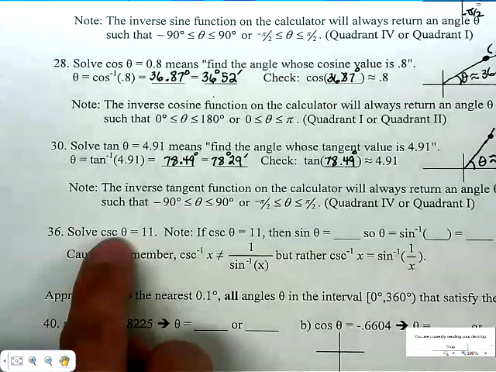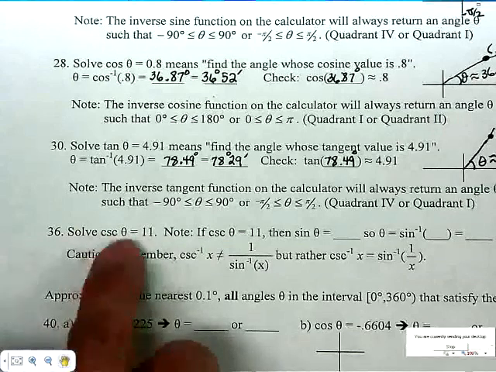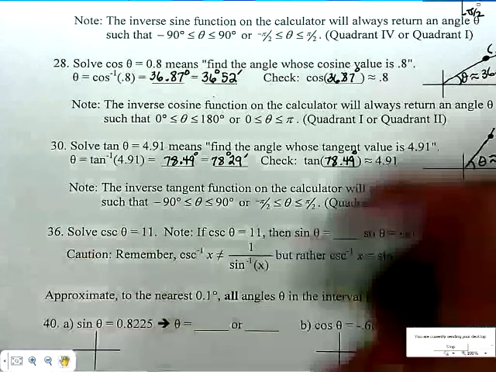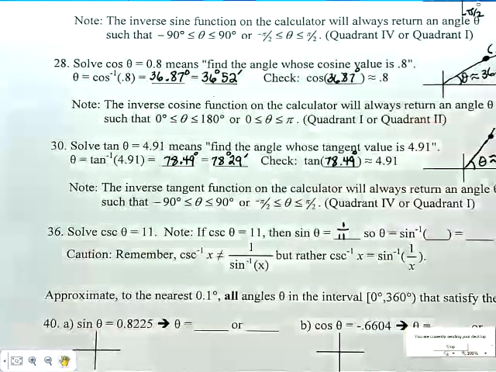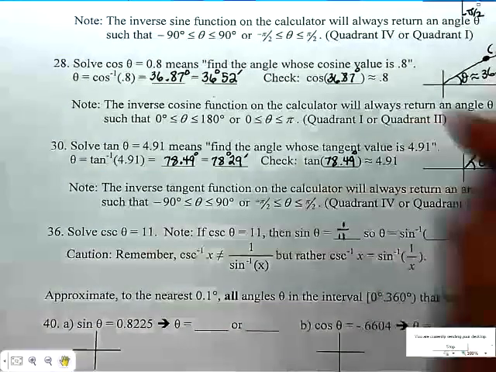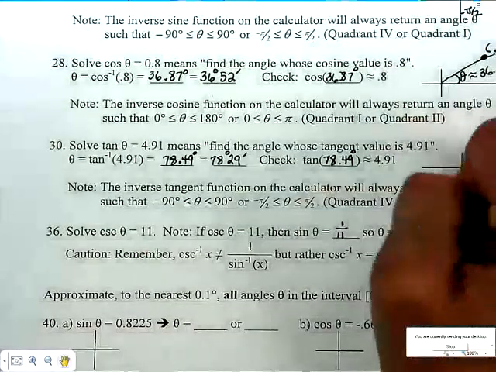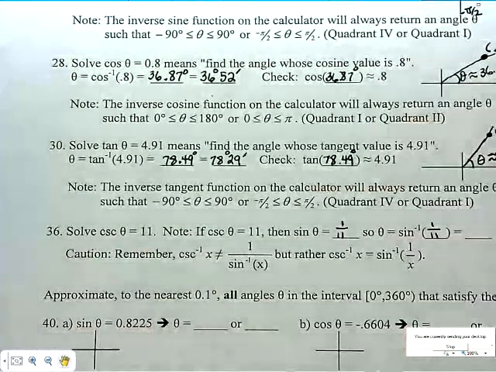Think about why. If there's an angle whose cosecant is 11, what is the sine of that same angle? 1 over 11. If cosecant is 11, then sine is 1 over 11. So if we're going to use inverse sine to find that angle, we don't use 1 over inverse sine. We use inverse sine of 1 over 11. It's the 11 we take the reciprocal of, not the sine.